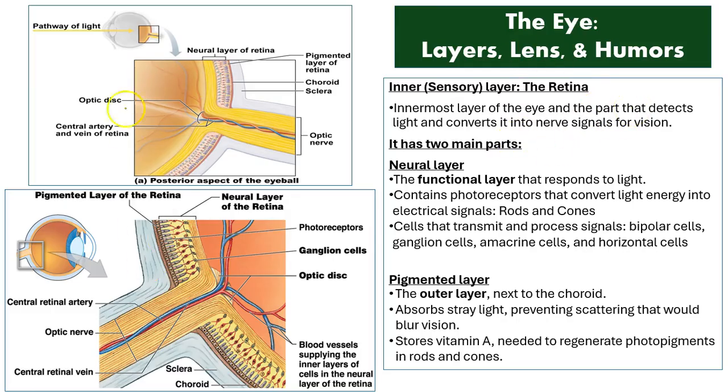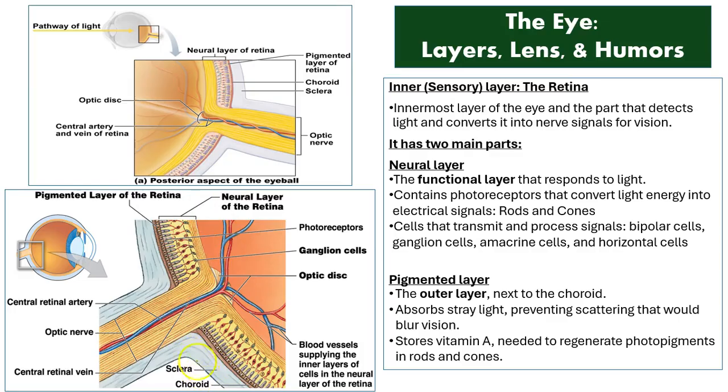And there's two visuals here. You can use either or. I'm just showing you that there's more than one way to see this information. You might find a visual that's better for you to understand it. Do what works for you. Now, the retina is made up of two parts, the neural layer and the pigmented layer. The neural layer is the functional layer that's going to actually respond to light, and the pigmented layer is the outer layer.